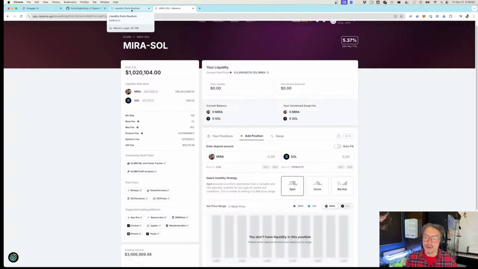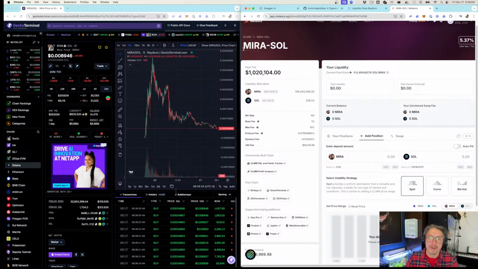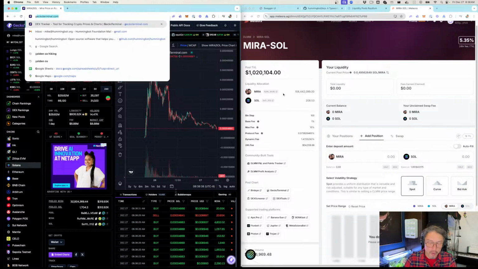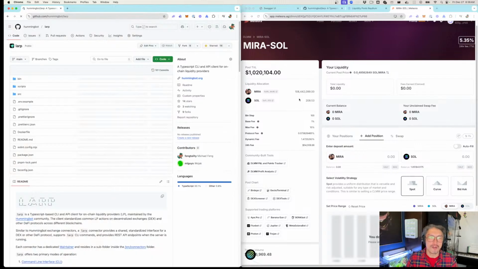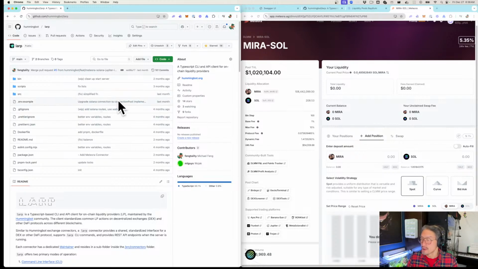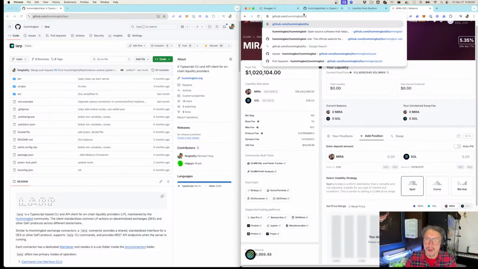So now you're probably asking, how can I do this in a more programmatic way with Hummingbot? We have started to build how this works. It's still very early, but if you want to check it out, there's a new repo called LPer, and we've already started building this LPer repo into the Hummingbot Quantlab.